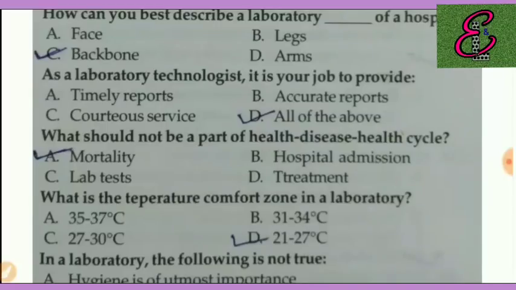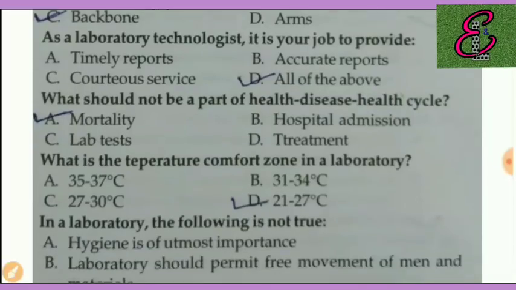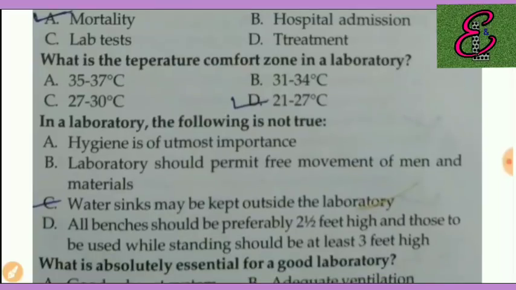Second question. What should not be a part of the health cycle? Mortality is not a part of the health cycle. Next question. What is the temperature comfort zone in a laboratory? The answer is 21 to 27 degrees Celsius is the comfort temperature for the laboratory zone.